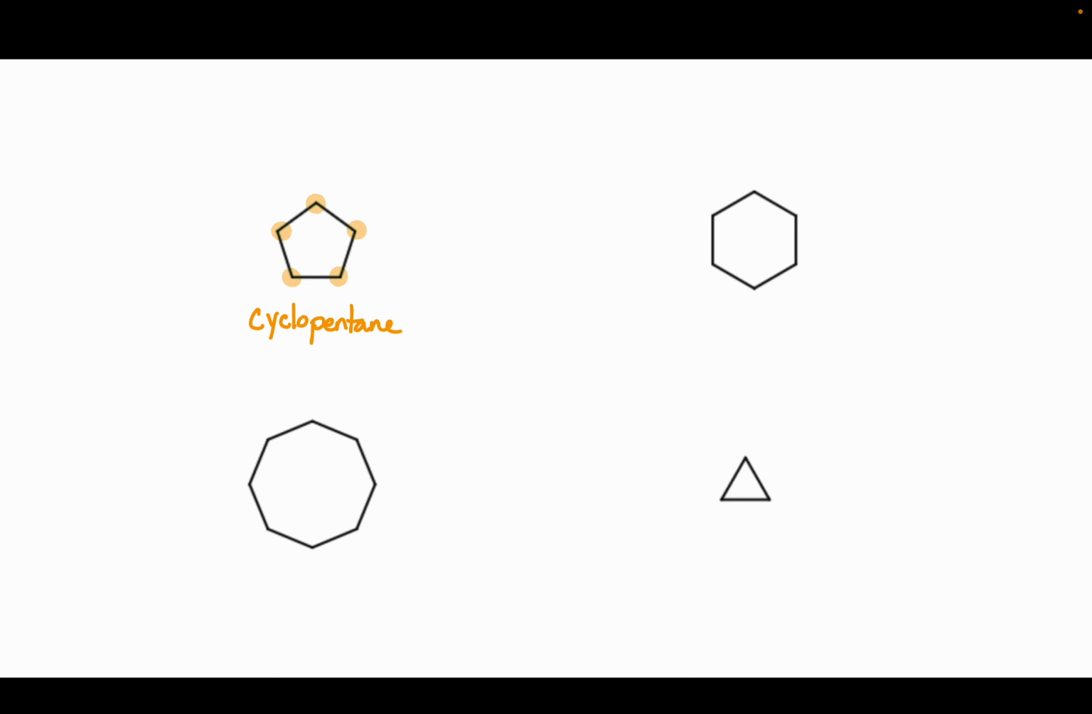This example here, probably the most famous of all of them, one that we'll talk a lot about in this course, 6 carbons making this cyclohexane. For this one here, we got to count 1, 2, 3, 4, 5, 6, 7, 8 carbons. This will be cyclooctane. And our little triangle here means that we only have 3 carbons, or cyclopropane.